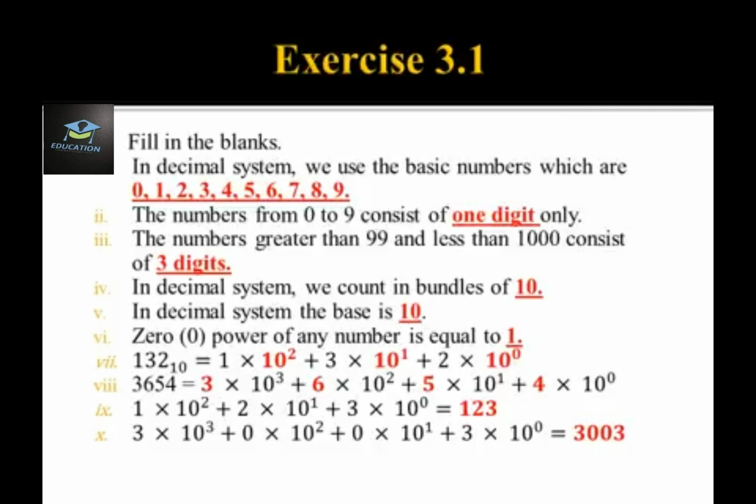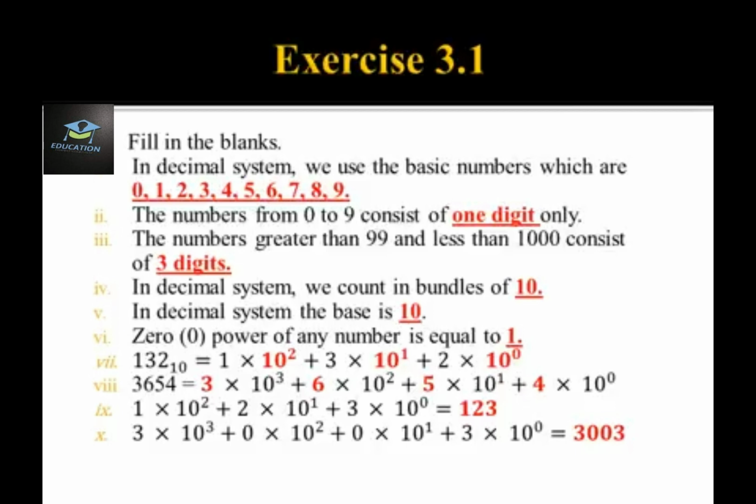1, 3, 2 with base 10 is given. So we have 1 multiplied by 10 power 2 plus 3 multiplied by 10 power 1 plus 2 multiplied by 10 power 0. From the right side we apply these powers. Next we have 3, 6, 5, 4: 3 multiplied by 10 power 3 plus 6 multiplied by 10 power 2 plus 5 multiplied by 10 power 1 plus 4 multiplied by 10 power 0.